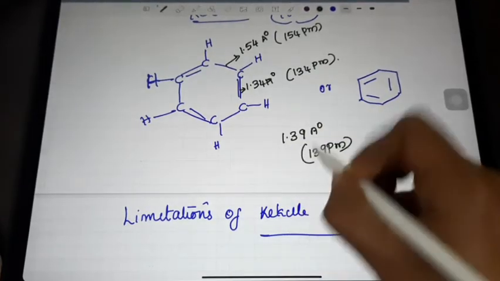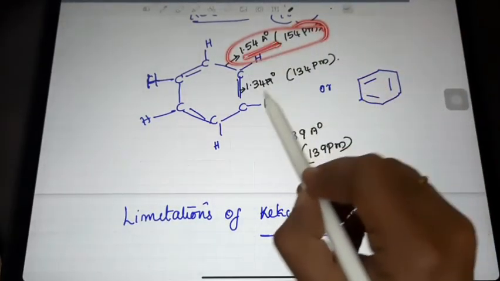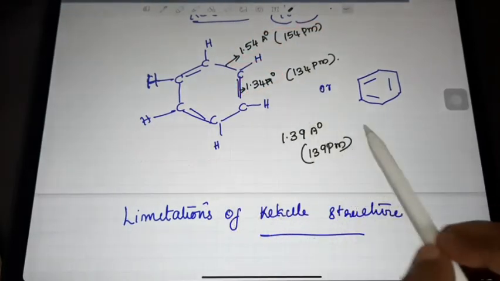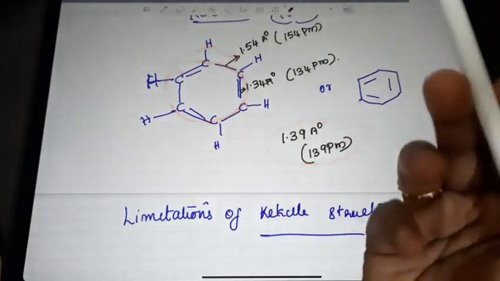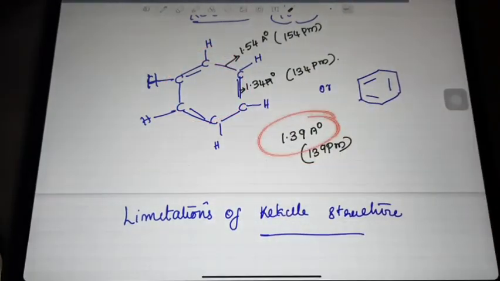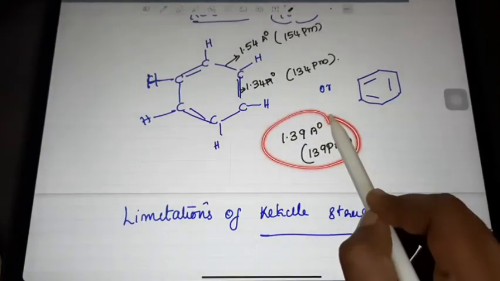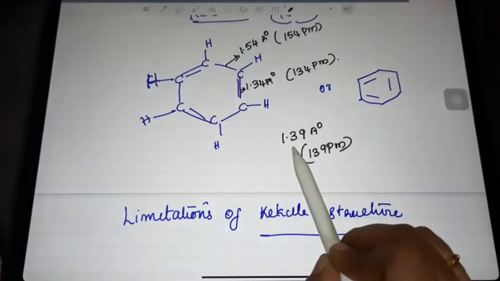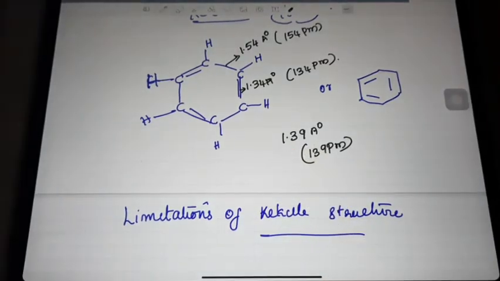So just look at that value here. The single bond length we are expecting is 1.54. The double bond length we are expecting is 1.34. But what value did you get? All the C-C bonds, whether single or double, have a bond length of 1.39. What is the indication? That means the bond length of the C-C bonds in benzene is in between the single and double bond.